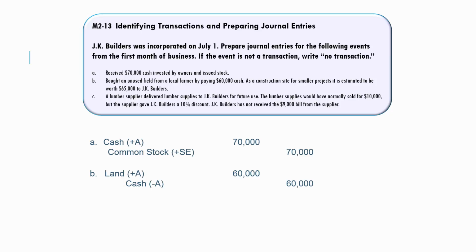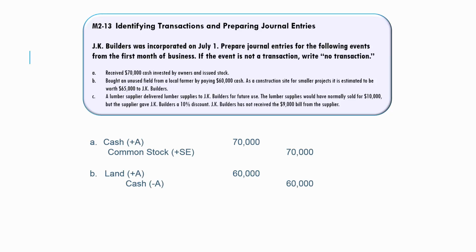In this transaction, they're giving us what I call bogus information, or information that's not relevant to the transaction. When we're talking about a transaction, we're talking about what is given up and what is received. In this particular transaction, it doesn't matter that this construction site is estimated to be worth $65,000. That's not relevant because it's not the transaction. The transaction was $60,000, which was the cash.